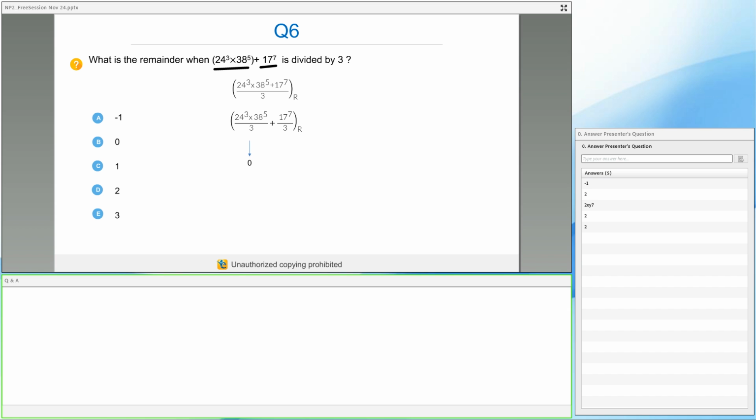Okay. Now there are two ways to write it. Either you can write it as 2 or you can write it as minus 1. Both of these ways are possible. So either you write it as 3 into 6 minus 1 or 3 into 5 plus 2. Both ways will work.